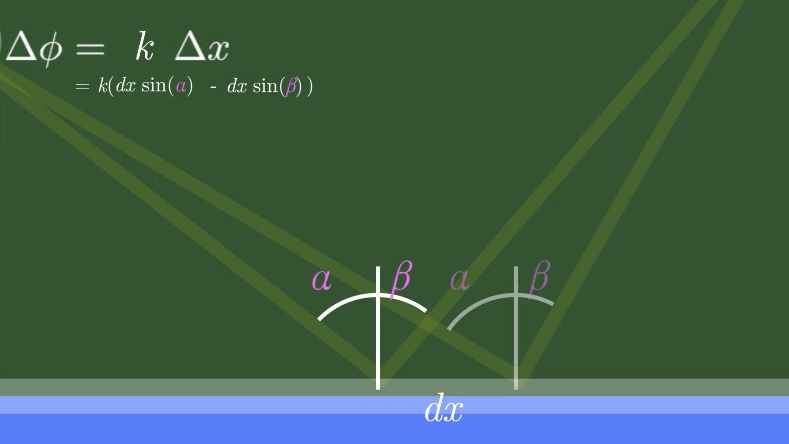Now, for these paths to constructively interfere, this phase difference must be 0, which means that sine alpha must equal sine beta, or that alpha equals beta. That means the only path we can see when light reflects off a mirror is one where the angles of incidence and reflection are equal. Otherwise, it would destructively interfere with itself.